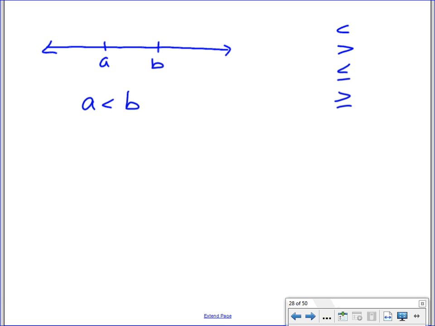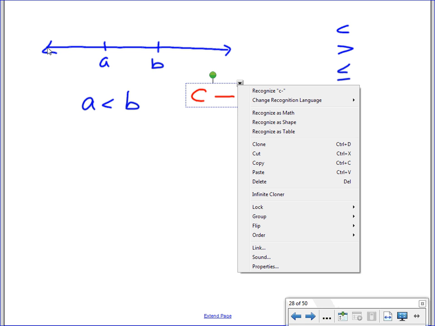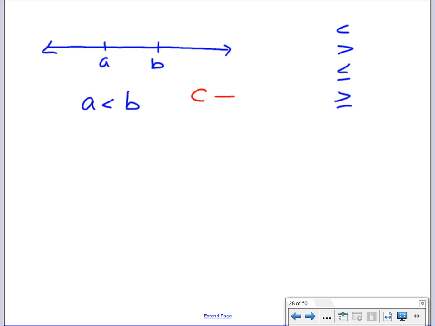If we know that A is less than B, and let's just postulate some distance C, then if we were to take that distance and add it to A and add it to B, the new places that we'd have on the number line would be A plus C and B plus C. Now you can see that if we add the same distance to both A and B, then A plus C is still to the left of B plus C. Now this illustrates the addition property of inequality.